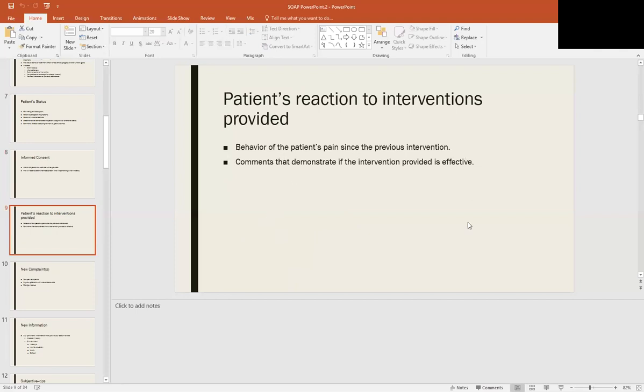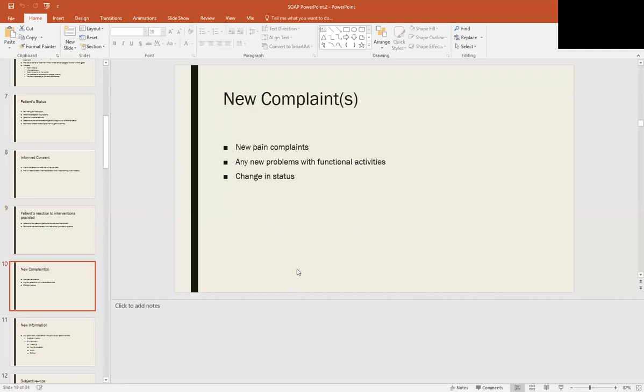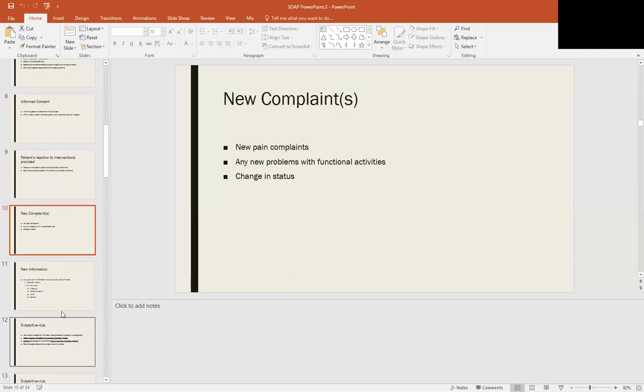The patient's reaction to interventions. So you want to know the behavior of the patient's pain since the previous intervention, if that is one of the main things you're working on. And then any comments to let you know if it's effective or not effective. Again, I gave that example earlier. If you gave them a new exercise and it made them sore, maybe it made them feel better, or you tried a new modality and they had some pain relief. Okay. Any new complaints, new pain complaints, new problems with functional activities, or a change in status. I think I went over that earlier pretty well.